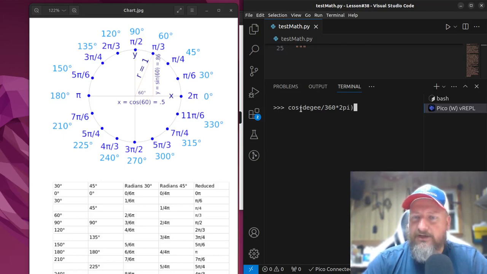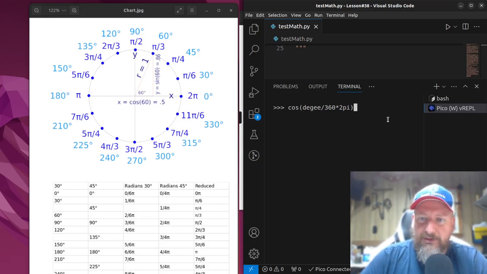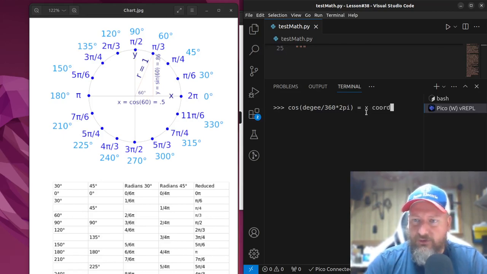Now I can't run that because it's not correct for MicroPython. It will give me a syntax error, but I just wanted to show you what that formula is. Now that's for our x. This would equal our x coordinate.